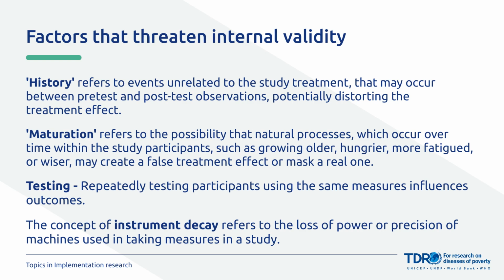History refers to events, unrelated to the study treatment, that may occur between pre-test and post-test observations, potentially distorting the treatment effect. For instance, in hospitals, history may involve patient transfers, staff changes, symptom changes, or adverse treatment events. Maturation involves natural changes over time in participants, such as aging, hunger, fatigue, or gaining wisdom, which could falsely appear as a treatment effect or hide a real one.